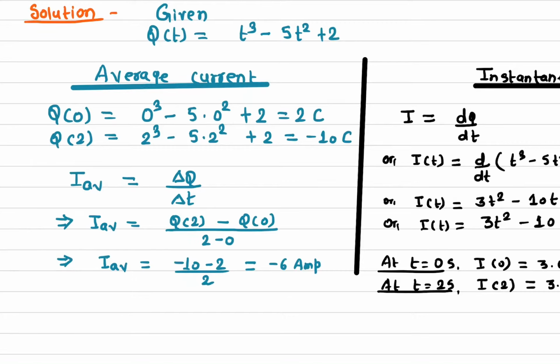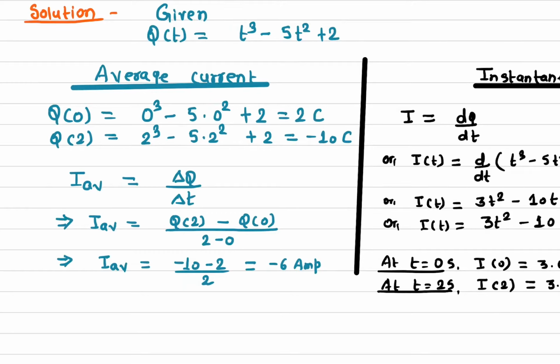So let's find it out. This is at time t equals 0 seconds. We simply plug time equals 0 into this equation. At t equals 0, q is 5 times 0 squared plus a constant, and if we do the math, we get 2 coulomb. Now let's plug in time equals 2 in this equation. It will be 2 cubed minus 5 times 2 squared plus 2. Again, if you do the math, the number you get is negative 10 coulomb.